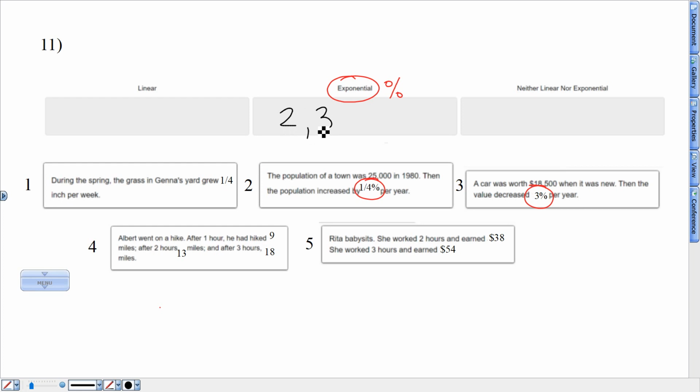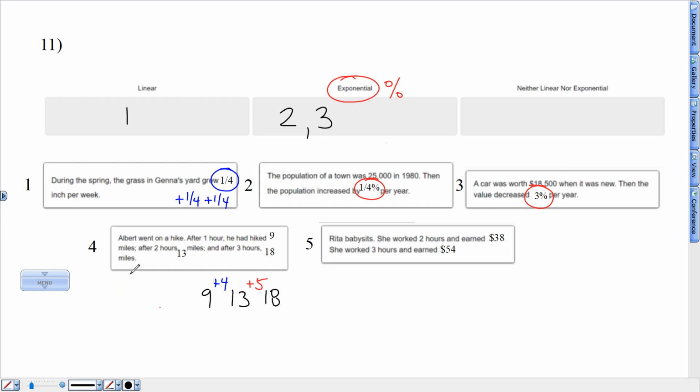Look for that percent. Then, if it doesn't have a percent, if it's just a plain number, even if it's a fraction, that means I'm adding 1/4 each time. That would be linear. So I put number 1 in linear because that's going up by the same amount. The other two at the bottom are the only ones you need to do a little bit of math. So if I have 9, 13, 18, if those are going up by the same linear, this is going up by 4, but then it skips up and adds by 5. So that would not be linear because they're not going up by the same.